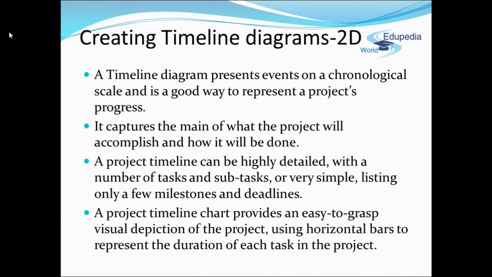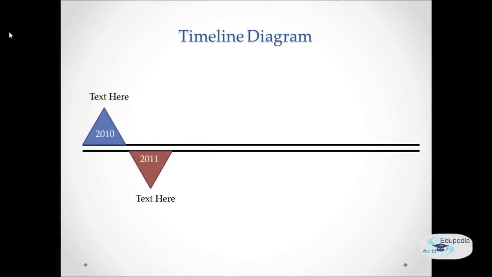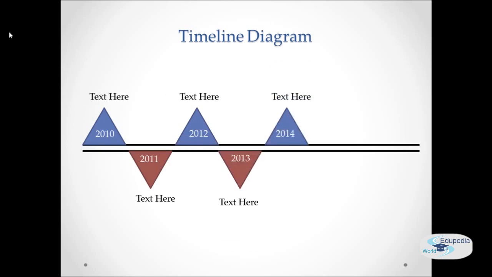A project timeline chart provides an easy to grasp visual depiction of the project, using horizontal bars to represent the duration of each task in the project. First, we'll see a few examples of the timeline diagram, and then I'll guide you on how we can create those. This is one example of a timeline diagram. We can represent the data like this. We have a horizontal progress for the project. We are trying to show the duration, the year, and where text is written here, you can write the detail of the task or the subtask.